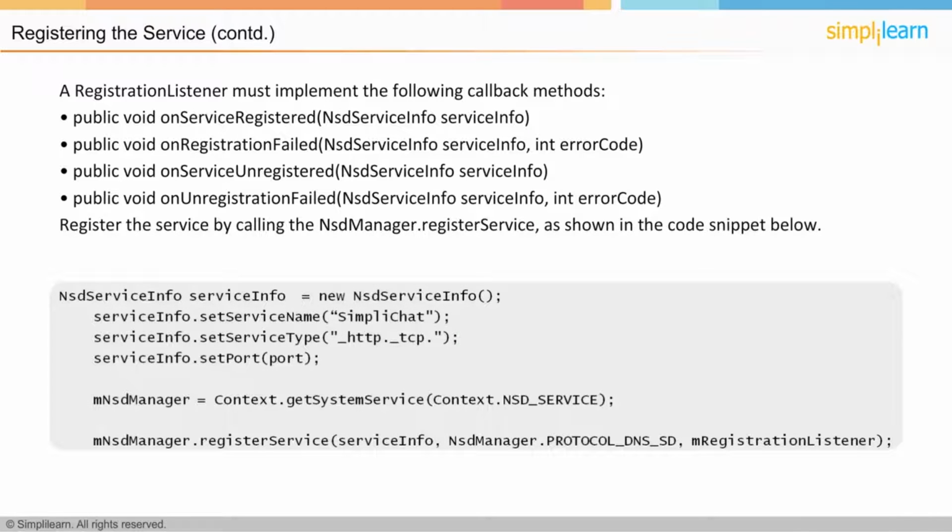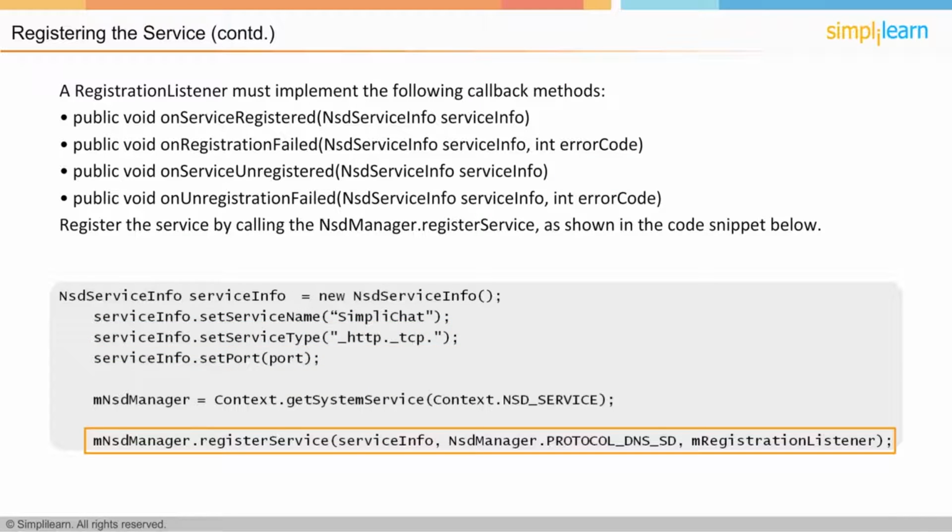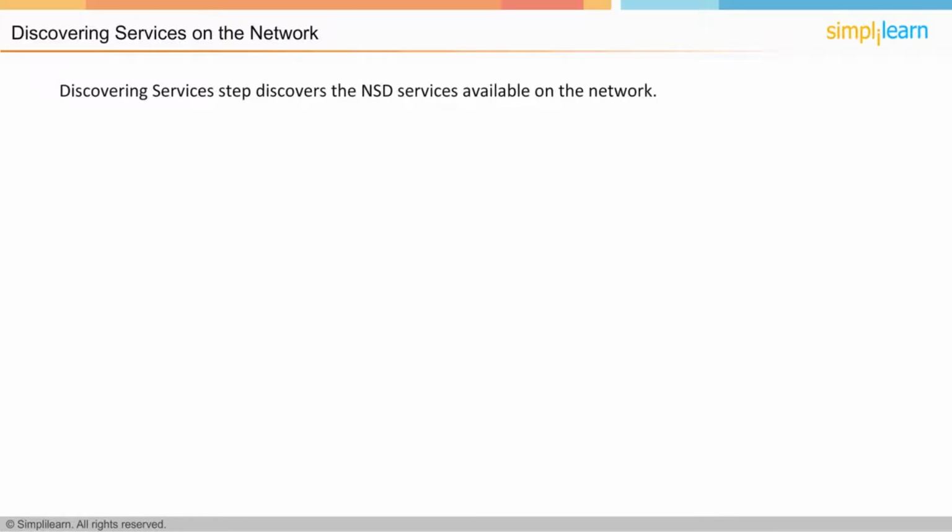To register our service, we get a reference to the system service object of type context.NSD_SERVICE. Then we build an NSD Service Info object for our Simply Chat service, which uses HTTP protocol over TCP transport layer. NsdManager.registerService is called with parameters: Service Info object, the discovery protocol, in this case, domain name service-based discovery, and the registration listener.